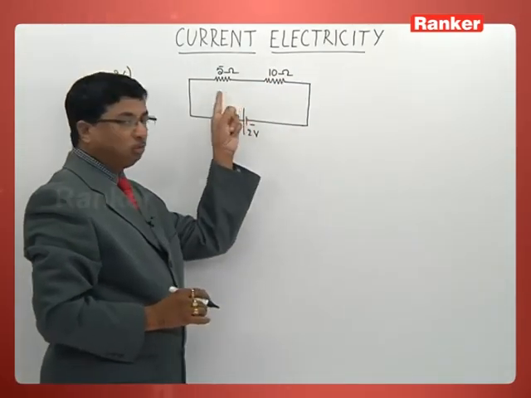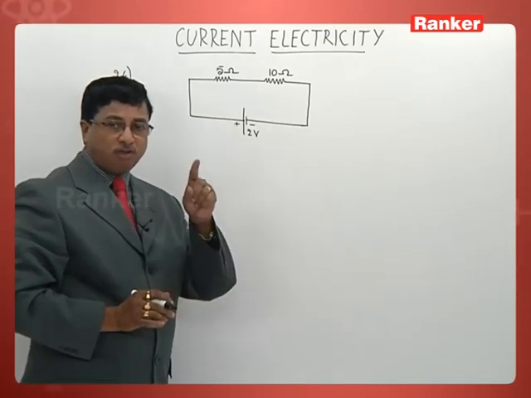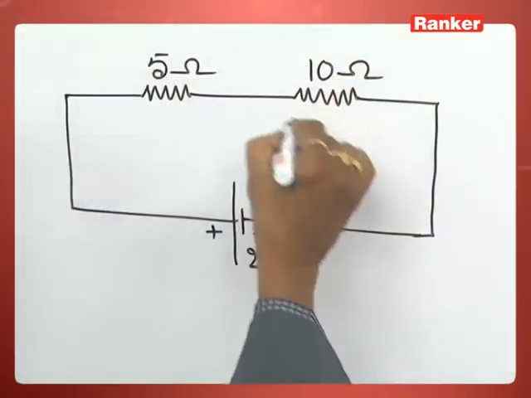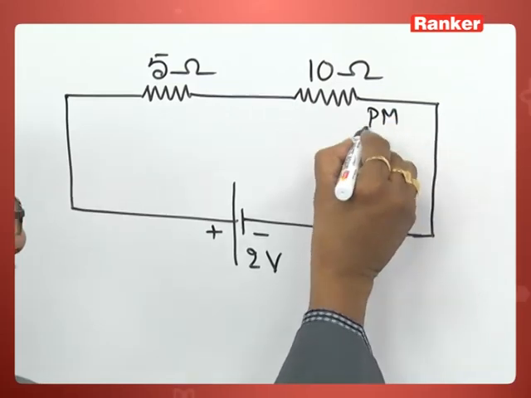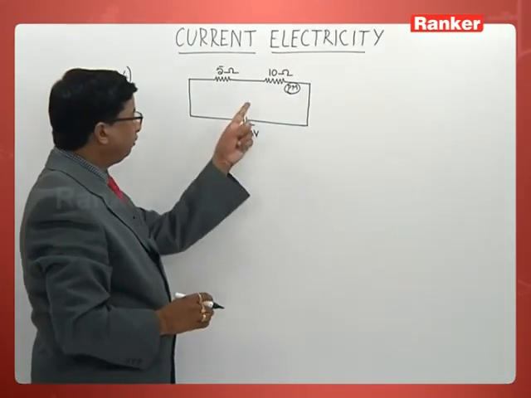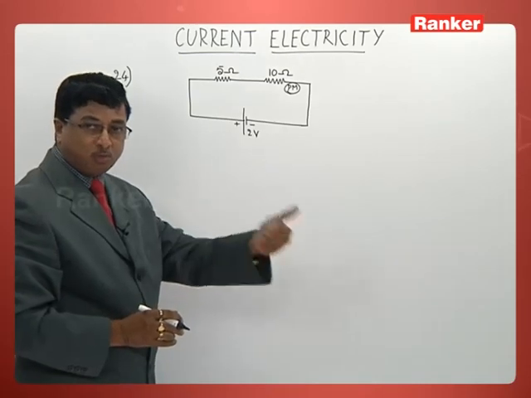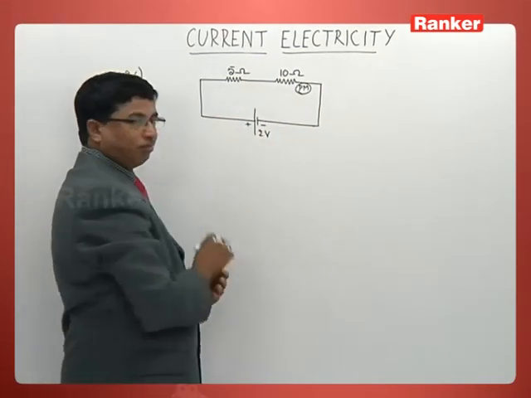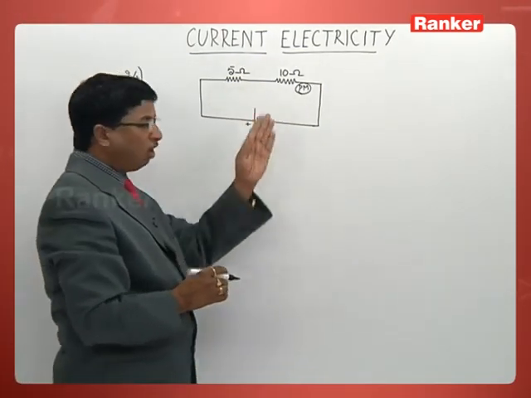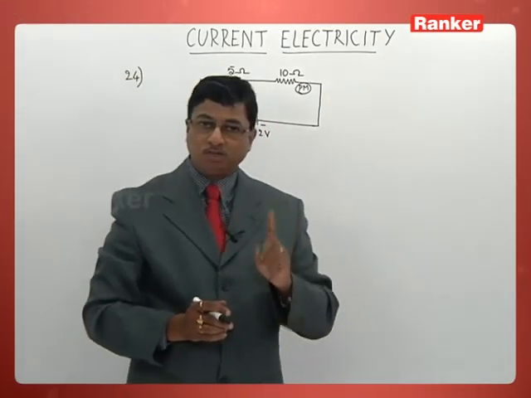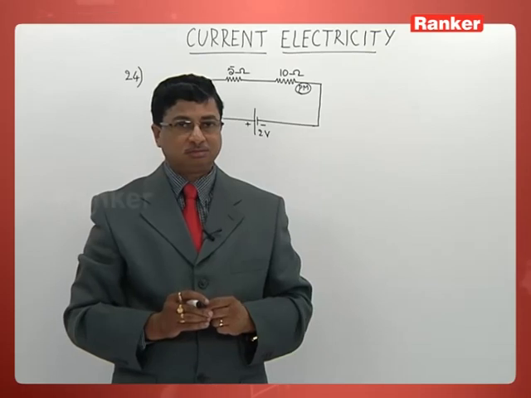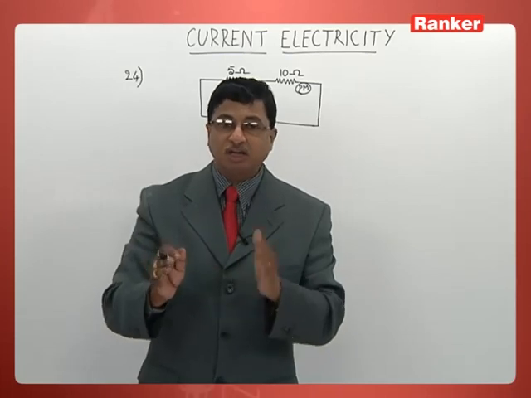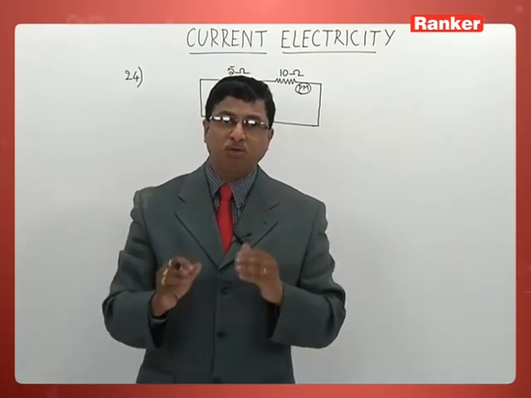Observe carefully, out of the two resistances, the 10 ohm resistance is of the potentiometer given. So you should understand this value is the potentiometer, I am just writing PM. That is the resistance of the potentiometer wire. And of course 2 volt is connected in series across. When these two are in series, we can understand pretty well, current remains constant, but the potential difference varies from resistance to resistance connected in series.